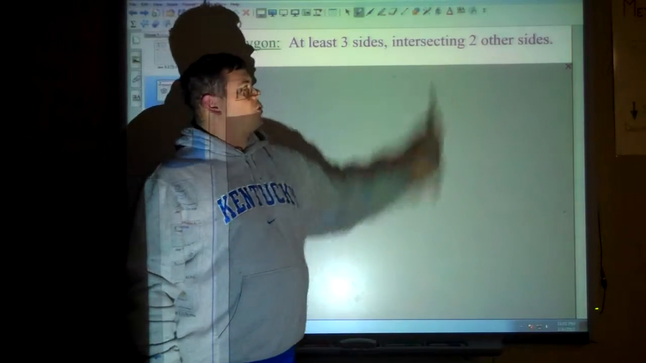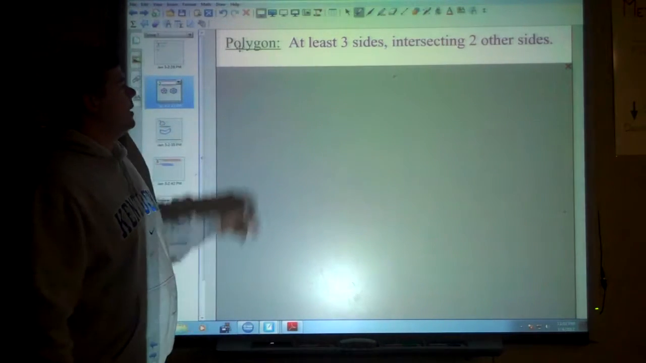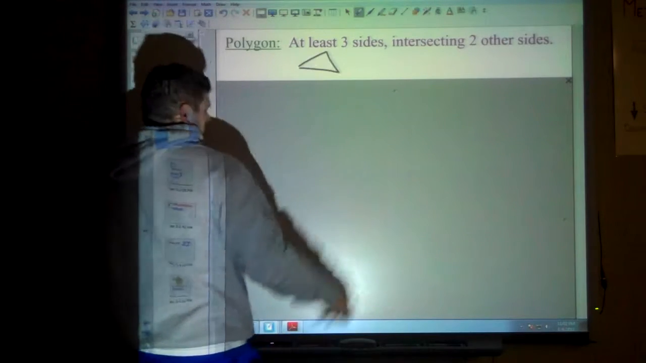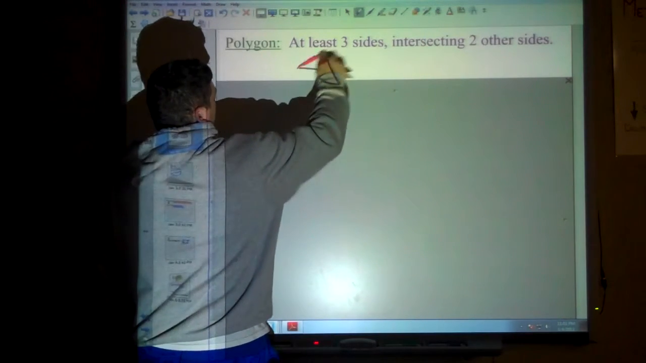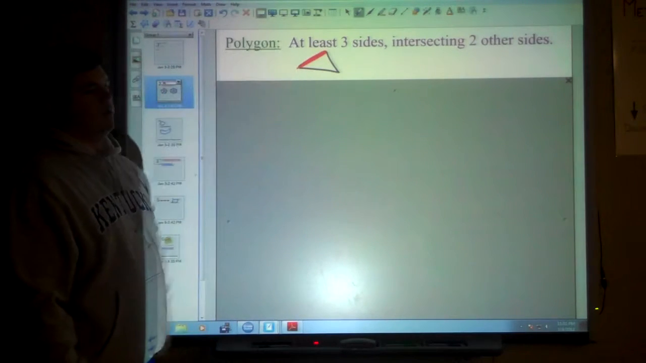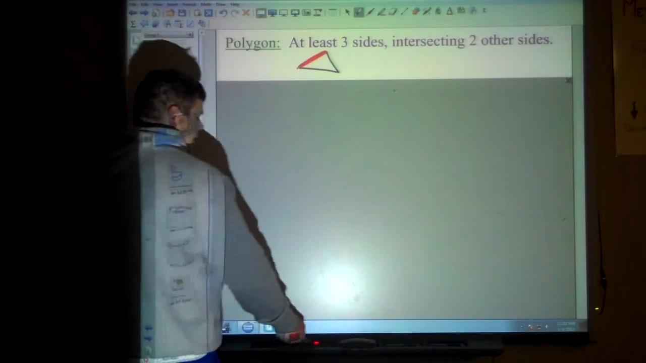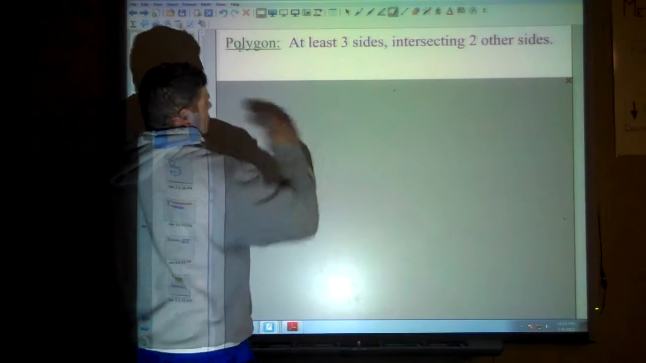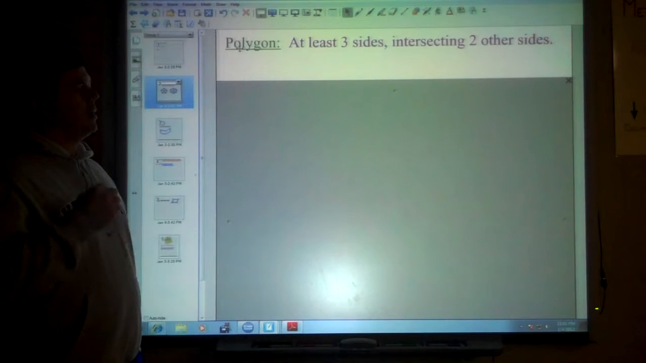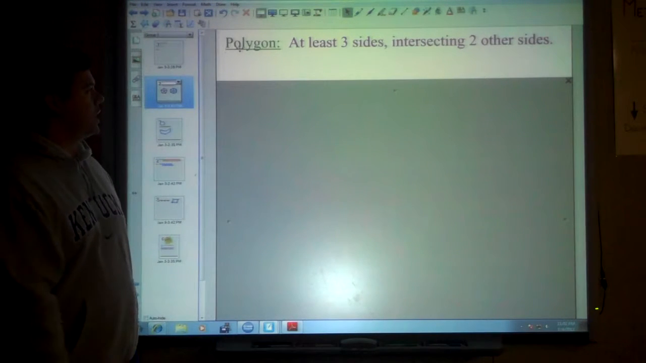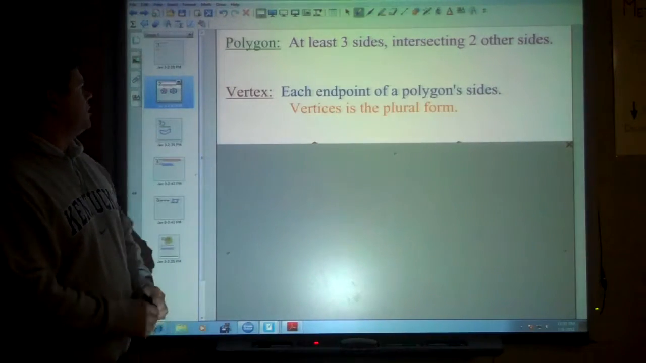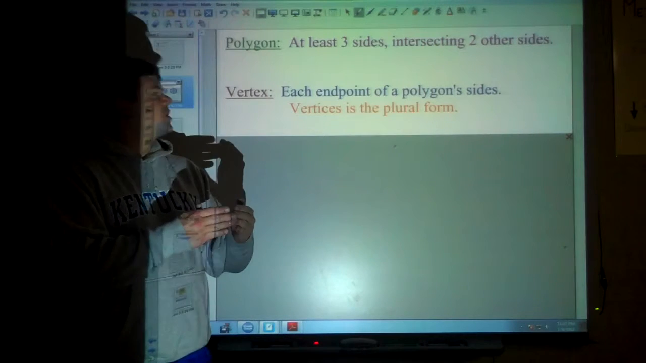Each one of those sides must also intersect 2 other sides. Alright? So if you're thinking about an actual shape and you look at a triangle, this side is intersecting 2 other sides. Right? It has to have that in order for it to be a polygon. The lines must be straight, no curves, which means a circle is not a polygon. So we're talking about at least a minimum of 3 straight lines making those sides that intersect 2 other sides. So no curves.